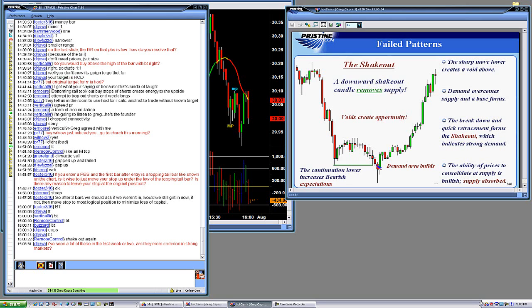Yeah, sure. Downside failures or downside shakeouts like that are definitely going to be more common in a strong market environment. Absolutely.